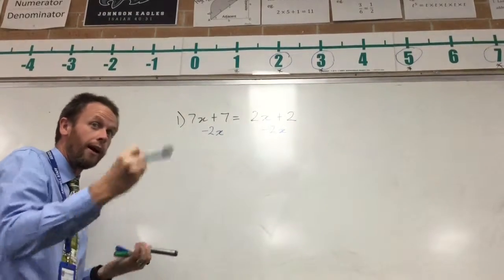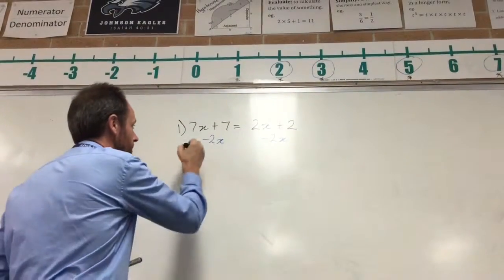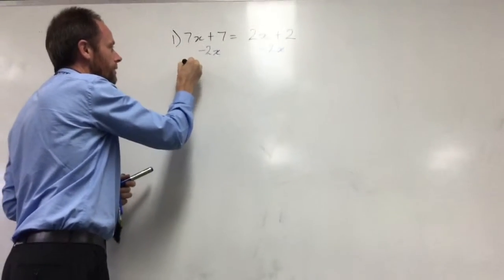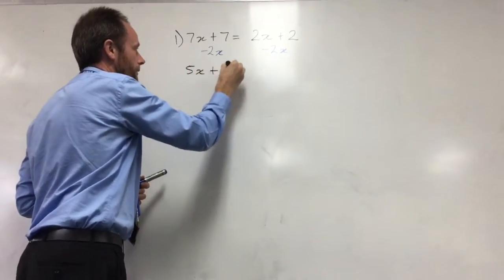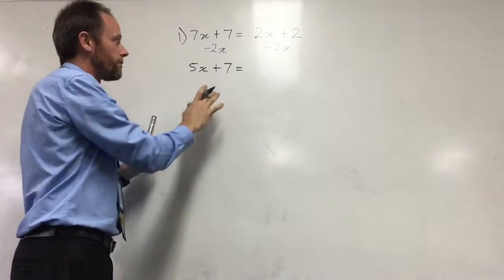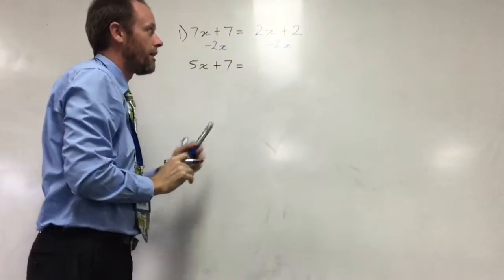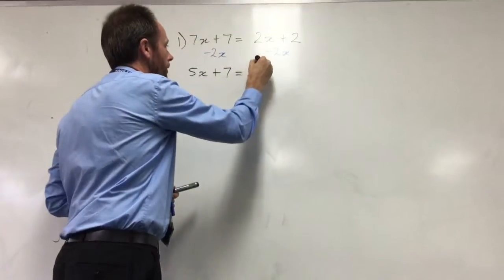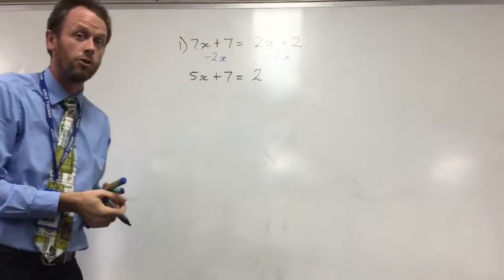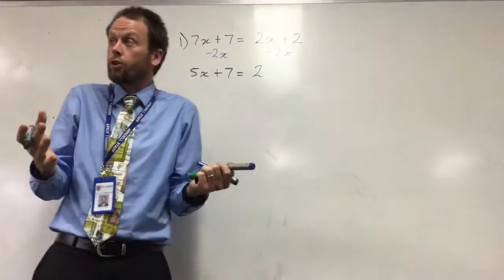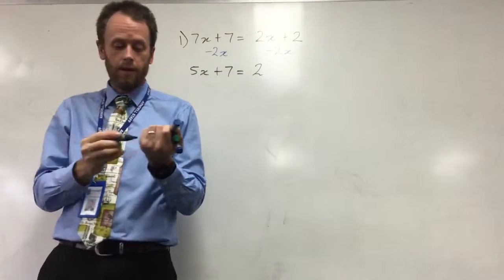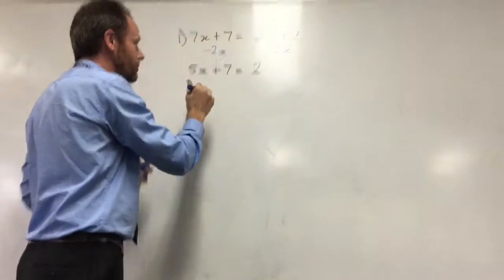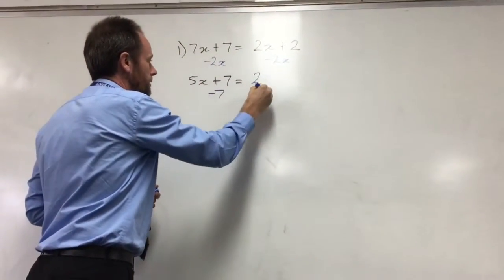So let's write that. We need these steps to make sure we get it right. 7x minus 2x is 5x. The 7 has not gone anywhere, so that plus 7 remains. 2x minus 2x, 0x, 0. So our answer on the right-hand side is now 2. This now looks like our two-step equation. Remember what we did for two-step equations? We look at the last thing that's done and we keep it balanced.